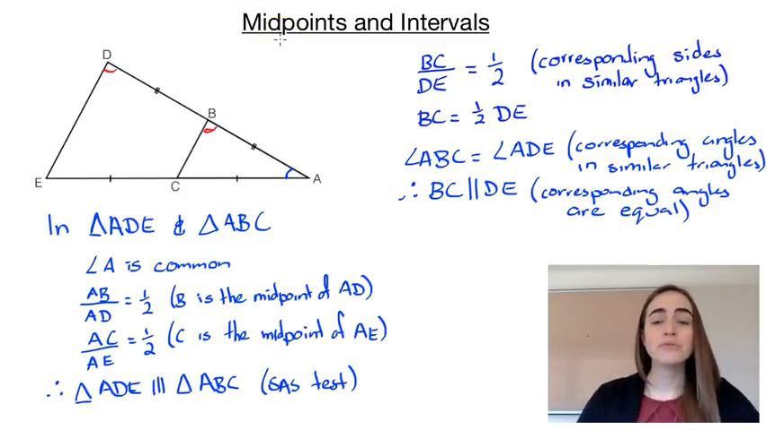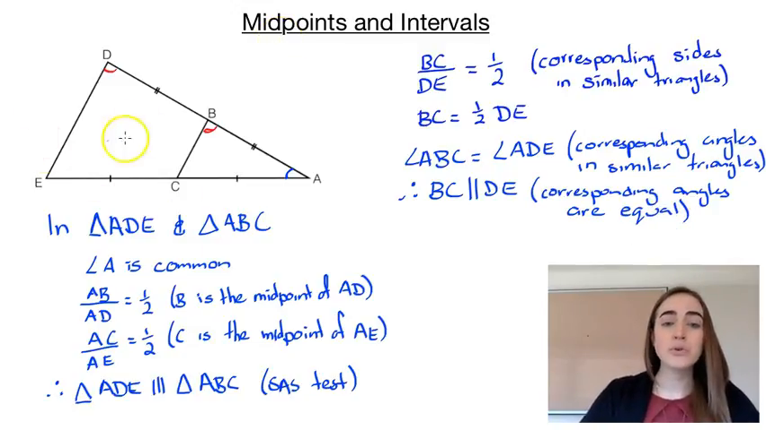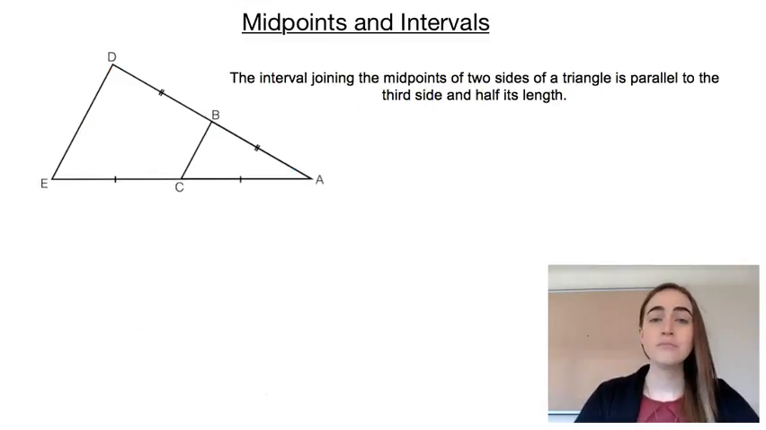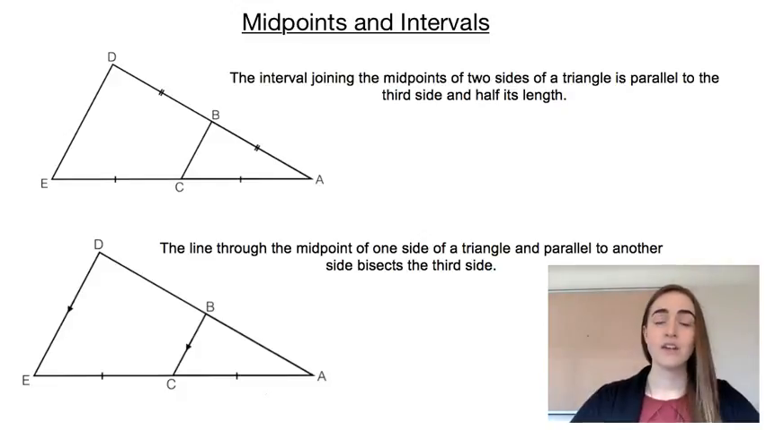Okay, so what we can pull from that is a theorem. And we've proved two things about that interval. We've proved that the interval is half the length of its corresponding side, and we've proved that the two things are parallel. So to write it a bit more formally, we have the theorem that says the interval joining the midpoints of two sides of a triangle is parallel to the third side and half its base. It also works the other way around. So the converse is that if we have a line that passes through the midpoint of one side of the triangle, and it's parallel to the base, then it has to also bisect that third side.